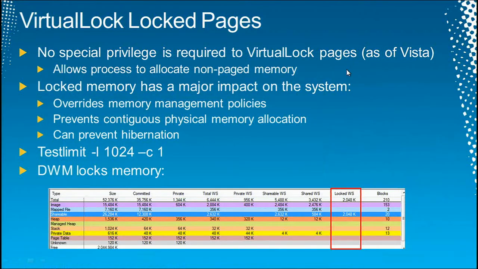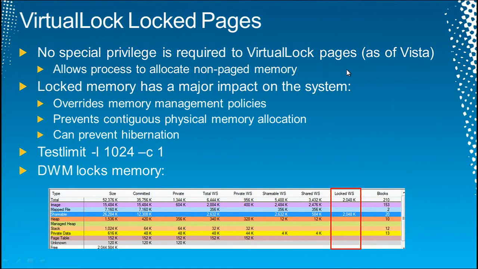The thing is with locked memory, it's kind of an interesting thing because when you lock memory, you're overriding the memory manager. You're basically taking a chunk of RAM and you're saying, this is mine. Nobody else can do anything with it. This can affect the system's ability to hibernate, for example, because the system needs a certain amount of contiguous RAM to be able to generate a hibernation image. If somebody's locking a large amount of RAM this way, they can prevent the system from hibernating. It also prevents contiguous physical memory allocation, which can affect device drivers that need to allocate contiguous RAM.